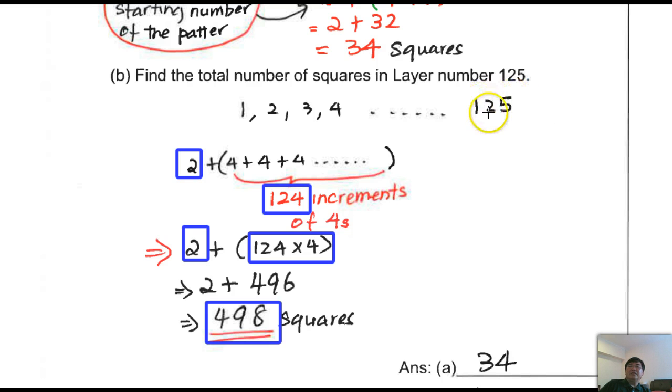What happens if this is 130? If this is 130, then the increment is one number down. The increment is 129. Then you do it differently. You take 2, plus 129 times 4, and you should get your answer. Thank you.